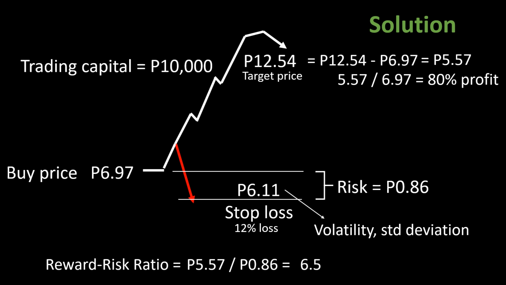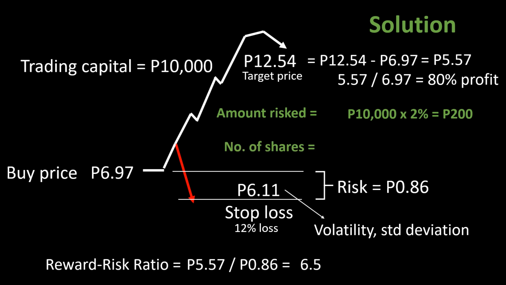Now, sabi natin earlier, you should risk only 2% of your capital. So we have 10,000 pesos times 0.02, we get 200 pesos. That is the risk or your total risk for this trade. The number of shares you should buy is therefore 200 divided by 0.86, we get 232 shares. Now, you cannot buy exactly 232 shares because stocks are sold on a lot basis, board lot basis. So you buy 200 shares instead.